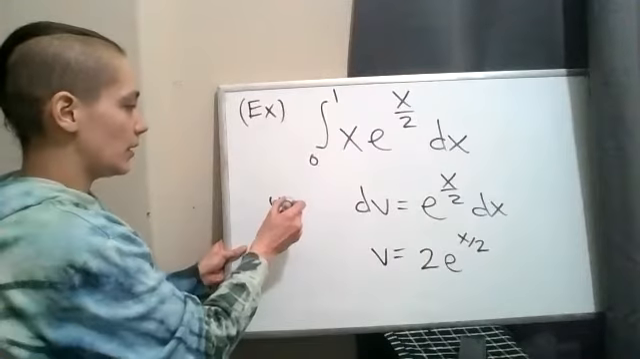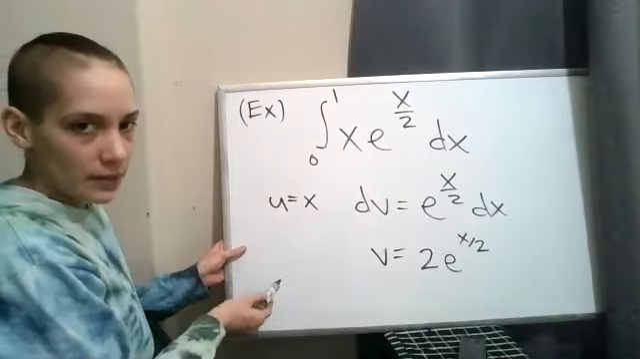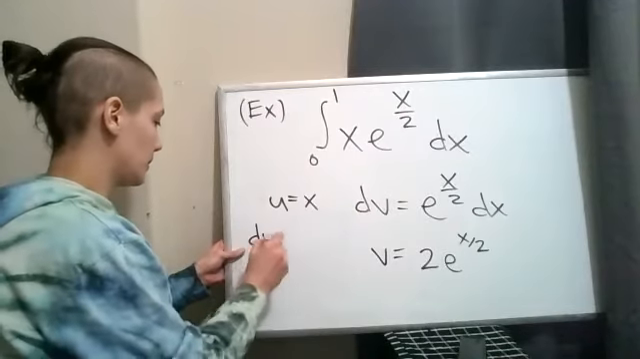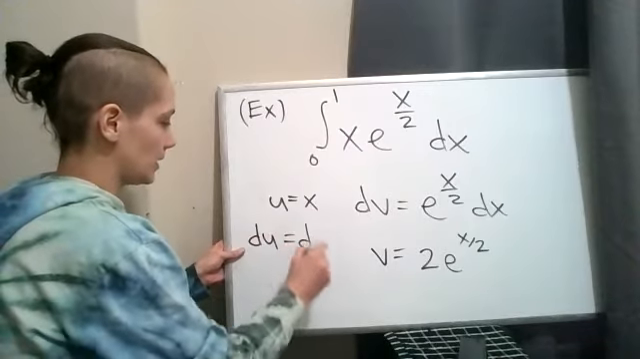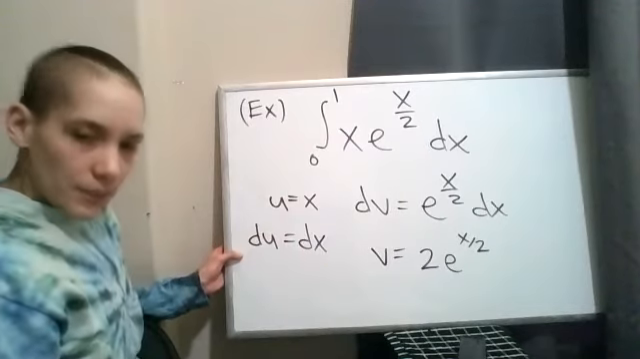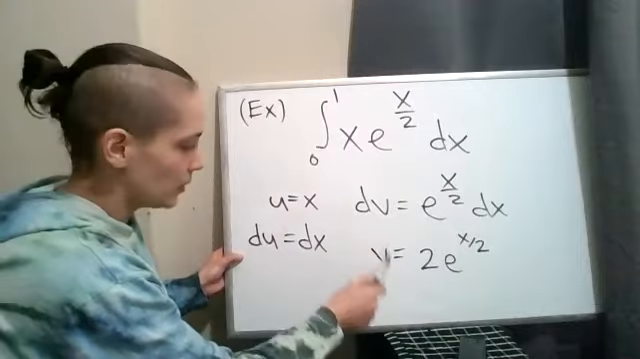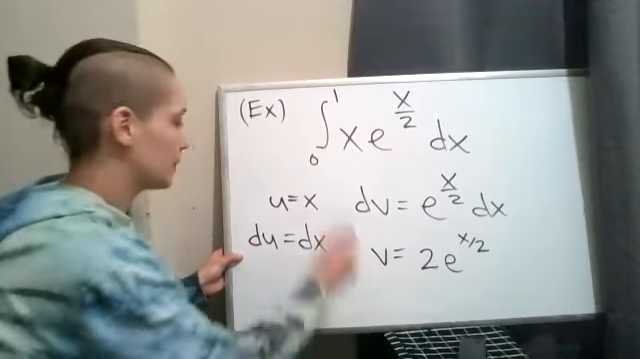And over here, we wanted u to equal x. Take the derivative, du equal to dx. Cool. So we multiply u with v, subtract the integral of v du.